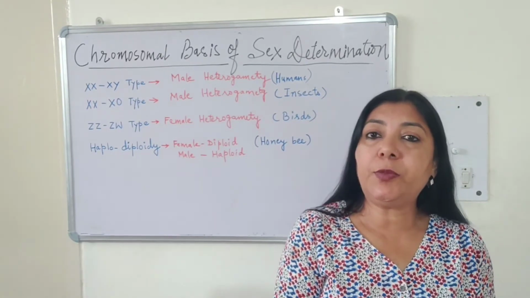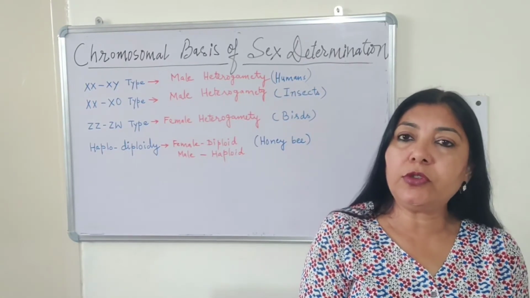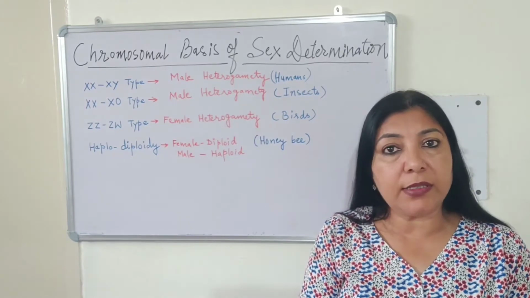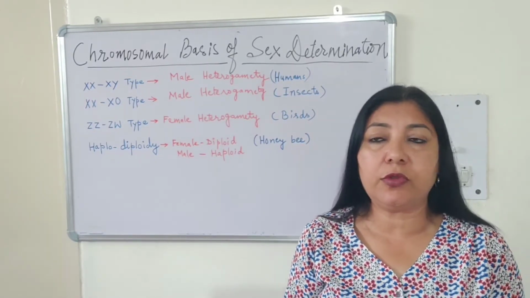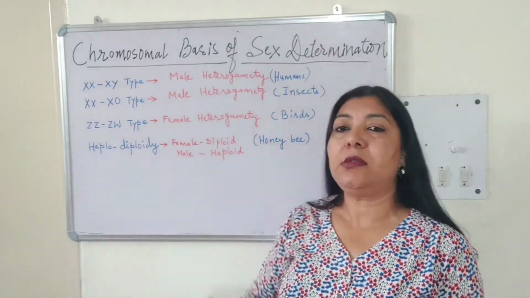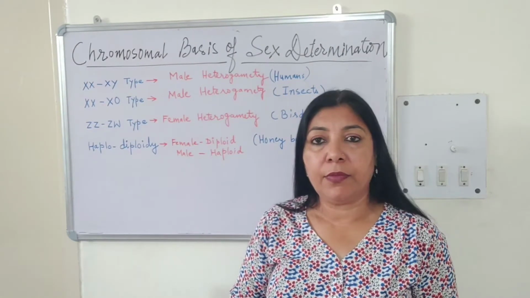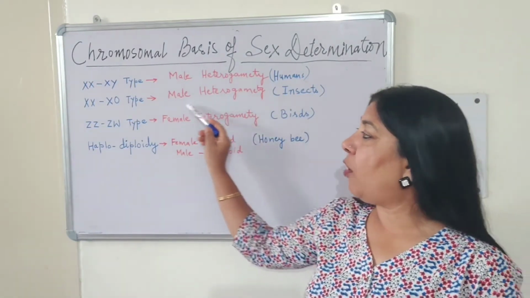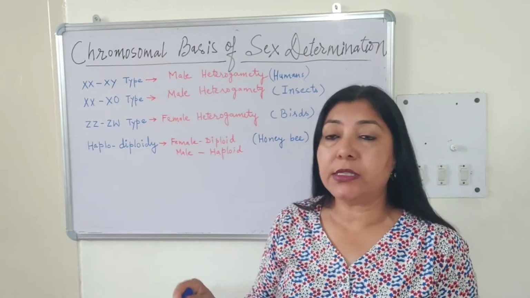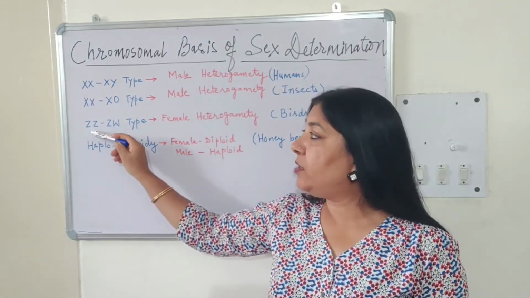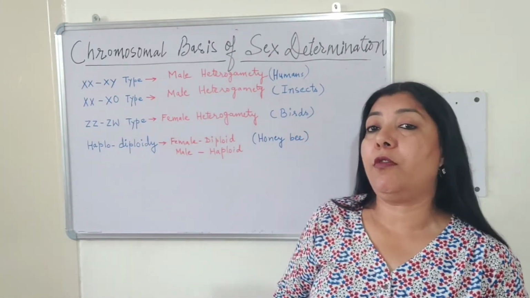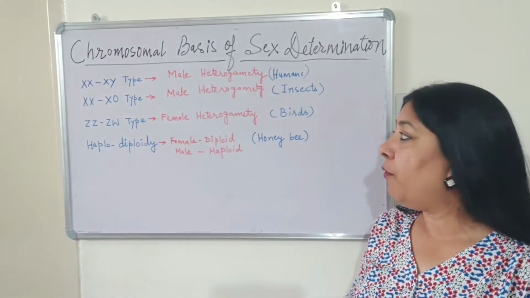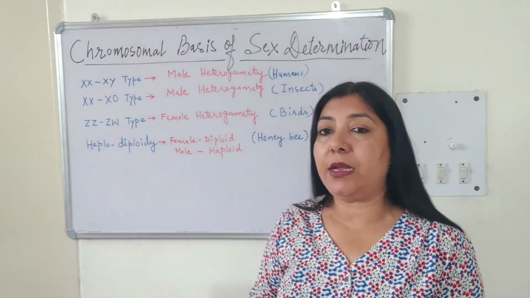So 50% sperms will have X chromosomes and 50% sperms will not have even X chromosome. So again, this is male heterogamety. Whereas in case of certain birds, they show ZZ, ZW type of sex determination, where it is female heterogamety.